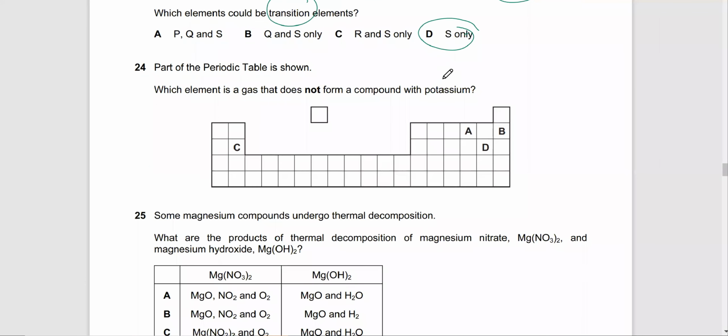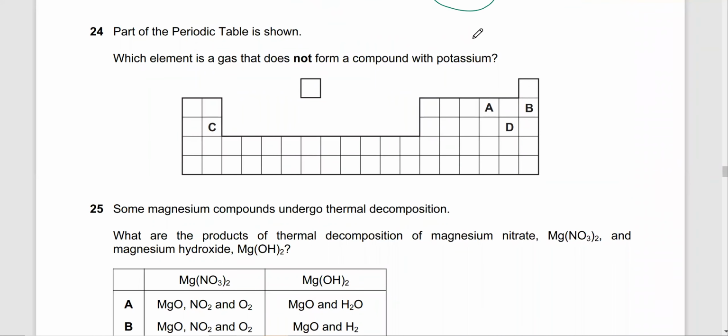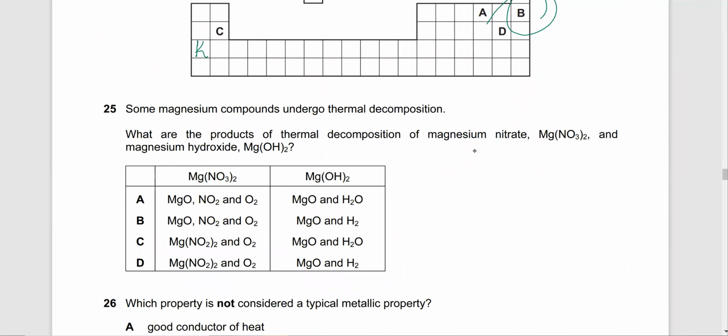अच्छा, which element is a gas that does not form compounds with potassium? कौन इसका आंसर देगा? Easy answer है, क्या होगा? Out of all these elements, which one is not going to form a compound with potassium? Potassium यहाँ पे कहीं है. B. ठीक है, B is a noble gas. Noble gases have complete outer shells.